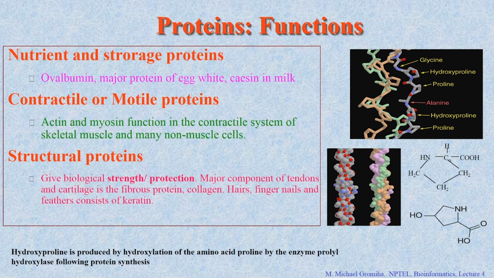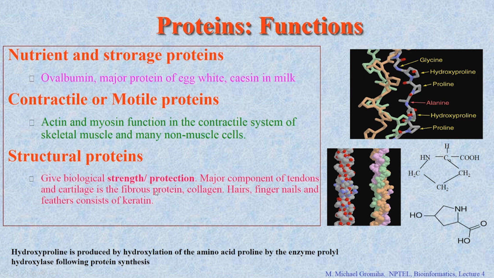So there are various proteins, they have different functions in living systems, and we have these proteins for the proper function of our body, right, and all the cellular processes. Then we have different types of structurally important proteins, right, called the contractile proteins or the motile proteins, right. So for example, actin or myosin, they function in the contractile system of the skeletal muscle, right. Then structural proteins, right, which give strength and protection.